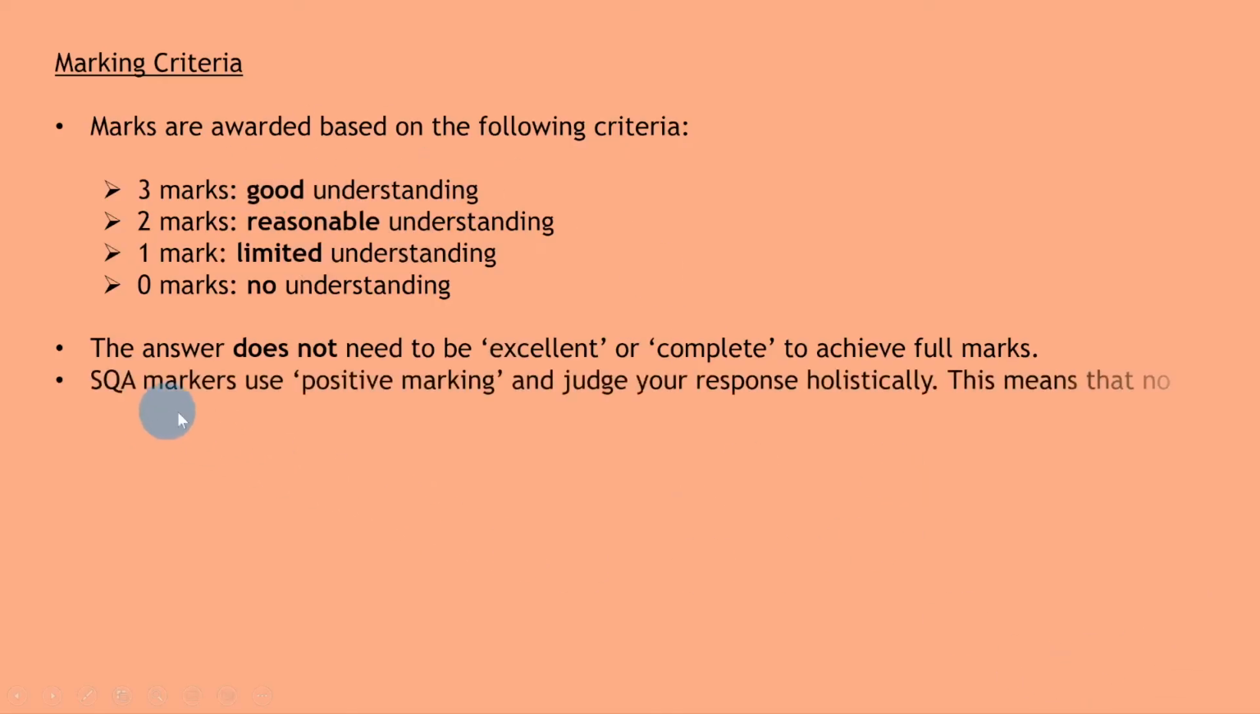It then says here that SQA markers use positive marking and judge your response holistically, and holistically just means overall, on a broader scale. So this means that no marks are removed for an incorrect statement. So you could have some incorrect physics in your response, but as long as the rest of your response shows a good understanding of physics, then you could still get 3 out of 3 marks. Obviously, you'd want to try and limit how many incorrect statements you have in your response, ideally with none, because you want to make it as easy as possible for the marker to give you full marks.